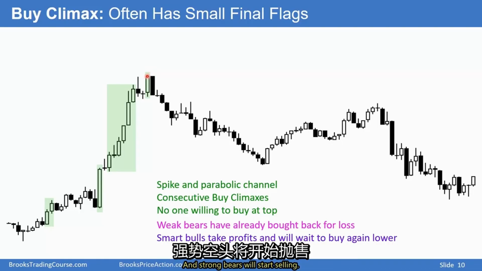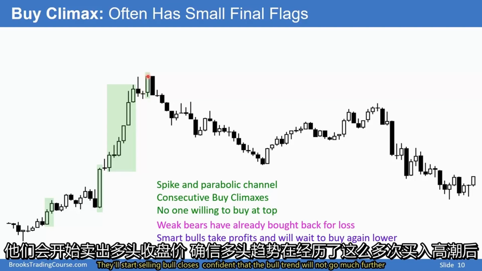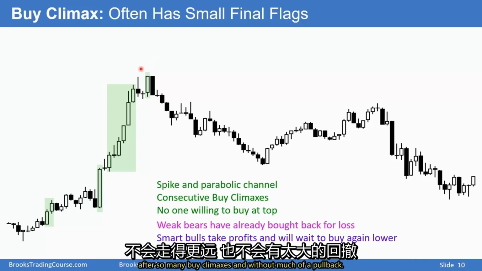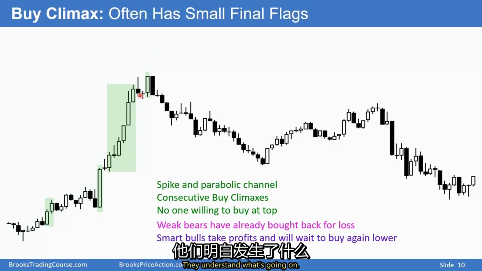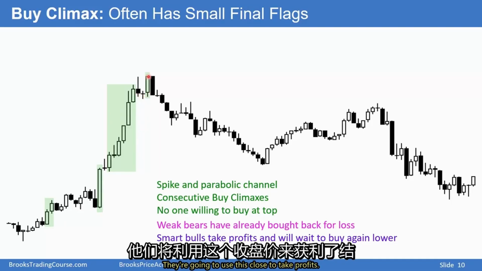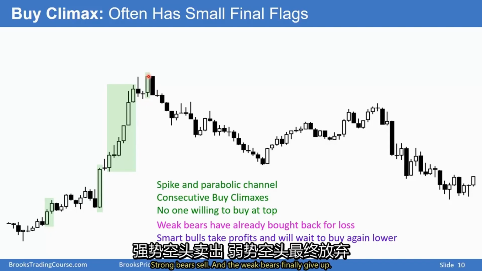And strong bears will start selling. They'll sell above this bar, they'll sell above that bar, they'll start selling bull closes, confident that the bull trend will not go much further after so many buy climaxes and without much of a pullback. The smart bulls, they're taking profits. They understand what's going on. Consecutive buy climaxes, a pullback, this could be the final bull flag. They're going to use this close to take profits. The bulls sell. So strong bulls sell, strong bears sell, and the weak bears finally give up.